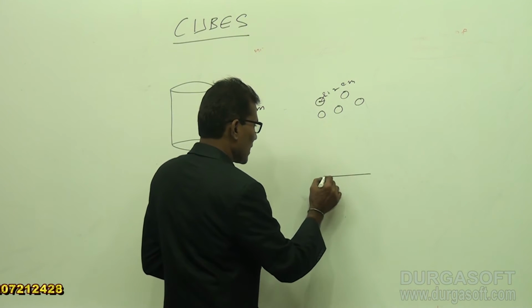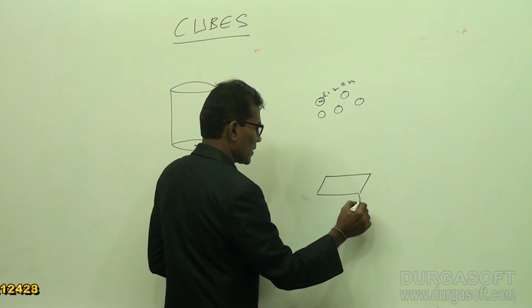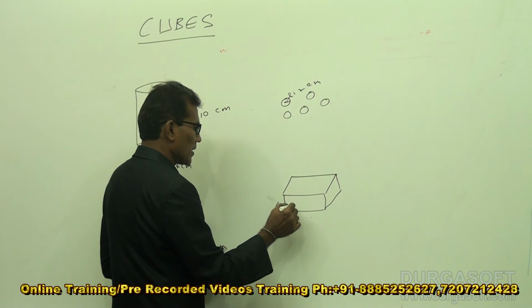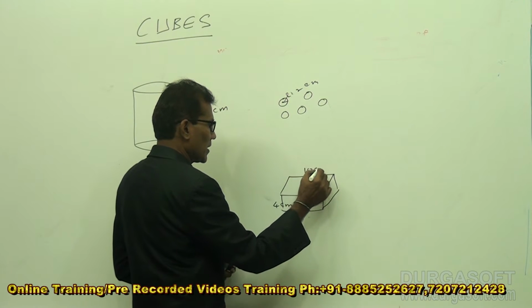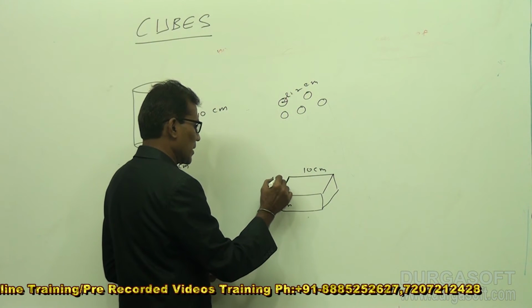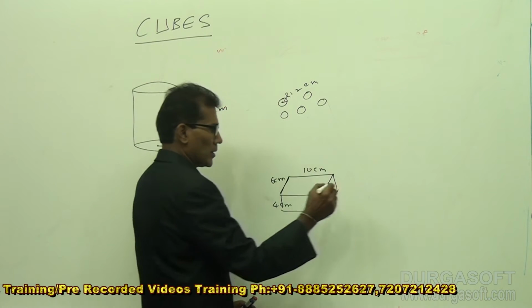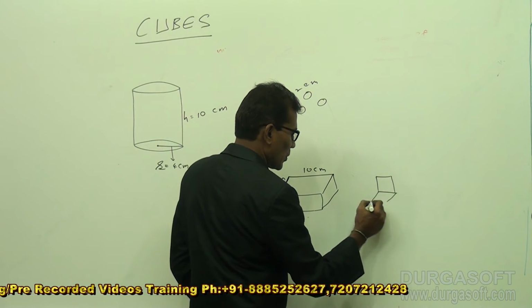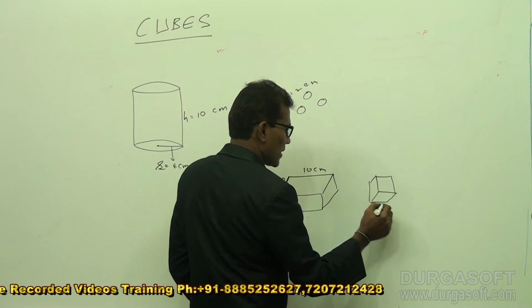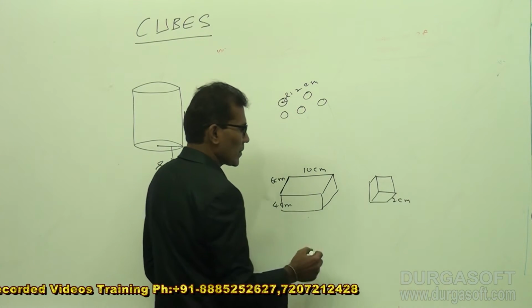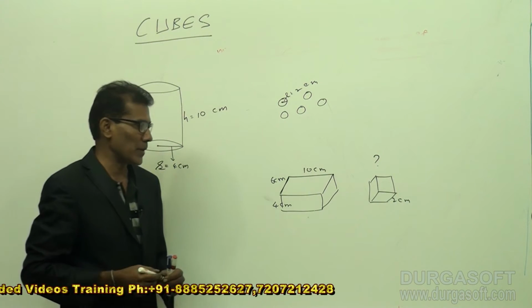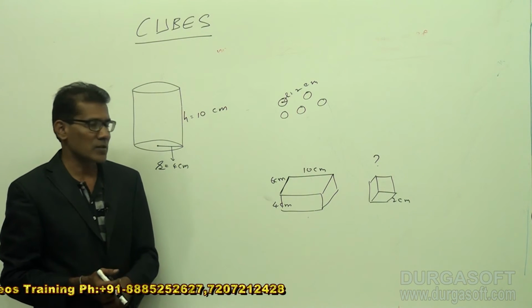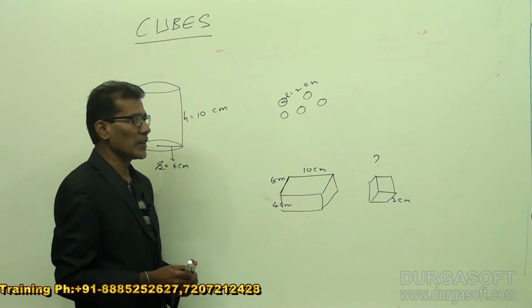See, another question type is, say there is a cuboid whose dimensions are given. Its height is 4 centimeters, length is 10 centimeters and width is 6 centimeters. From this cuboid, small cubes are made. Each side is going to be 2 centimeters. Then how many small cubes can be cut from the big cuboid whose dimensions are 10 by 6 by 4? This type of question is very, very important.